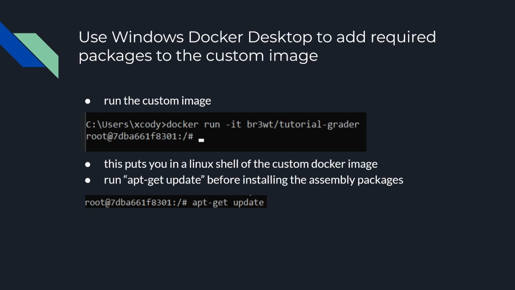All right, now we're going to run our custom image. So we can do that with a docker run command. Make sure you include that -it that allows us to go into the shell, and then have the name of your image there at the end. This will put you in a Linux shell of your image. And first thing you want to do is run apt-get update just to make sure you're updated on the packages before you install them.